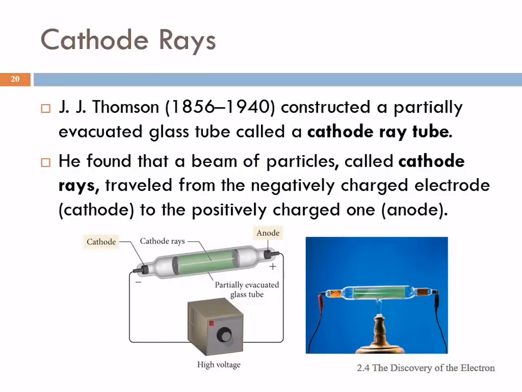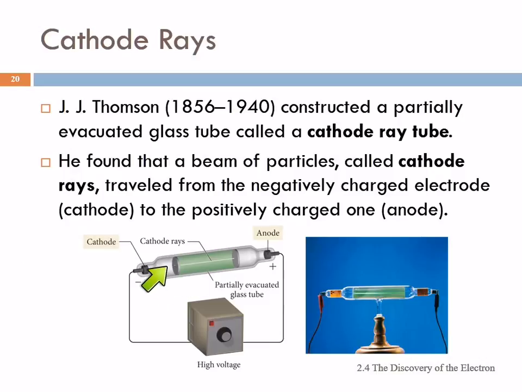Cathode rays. So J.J. Thomson, we're getting a little closer to modern civilization here, 1856 to 1940. He constructed what's called a cathode ray tube, and this is similar to what's used in the old CRT televisions. CRT stands for cathode ray tube, not the flat panel TVs, but the old-fashioned ones. A glass tube that's partially evacuated.